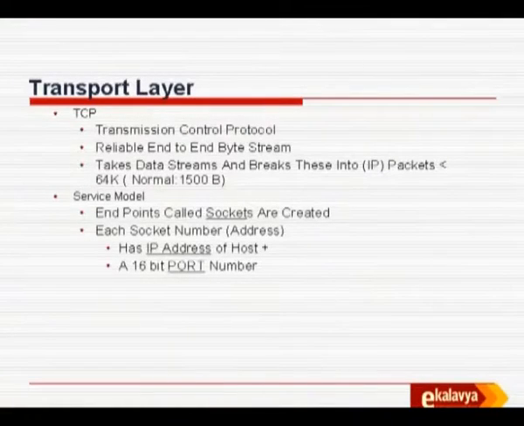At the transport layer, let us look at TCP. This is called the Transmission Control Protocol. This is a reliable end-to-end byte stream. It takes a data stream, that is, a file to be transferred. Consider a file that is, let's say, a 28 megabyte file, a large file. Now you want to transfer it. 28 megabytes cannot fit into a single packet.